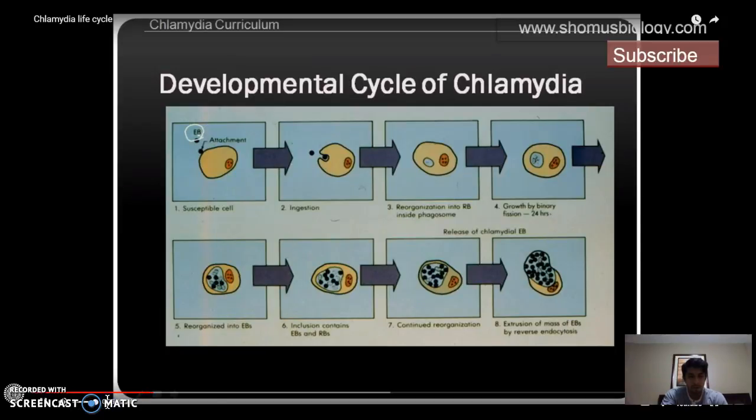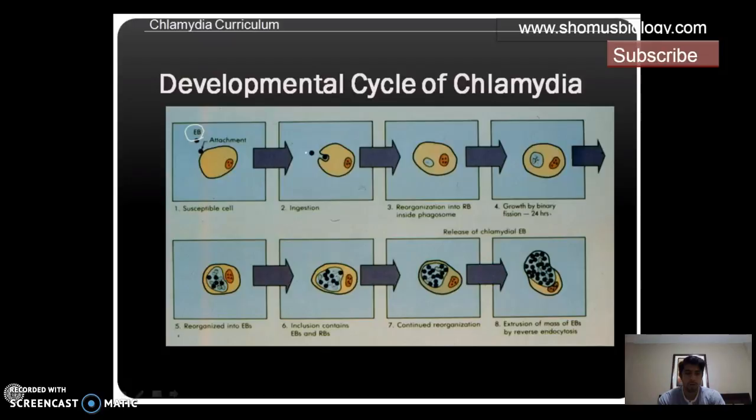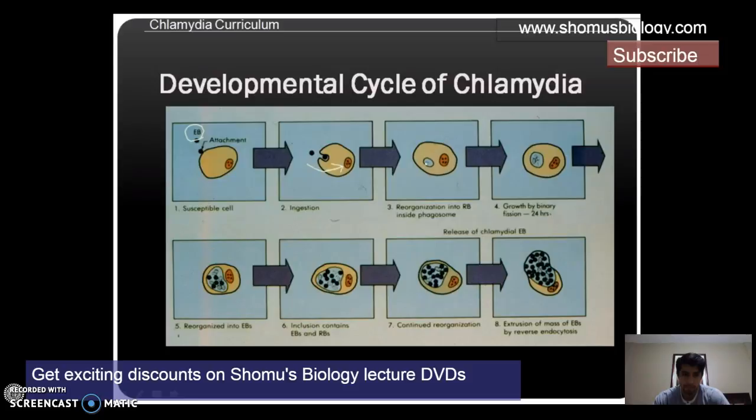Chlamydia cannot divide outside the cell, so they will come and attach to the host cell. After the attachment, they will guide the host cell to engulf them through an invagination or endocytosis pathway. After this endocytosis is done, the chlamydia or elementary body is now inside the vesicle. They will start to thrive and start growing and dividing inside this vesicle. Sometimes they can also come out of this vesicle into the cytoplasm and then start growing and dividing several times.